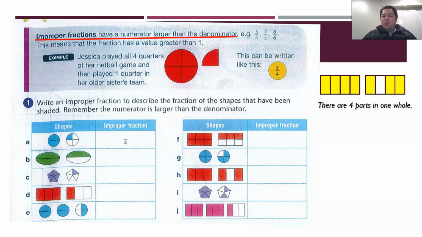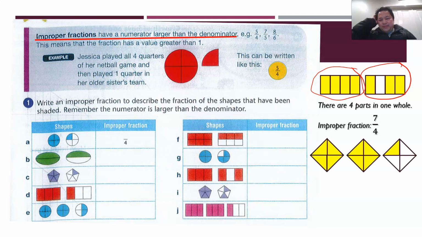So there are 4 parts in one whole, agree? You see there are 4 parts here, there are 4 parts here. So there are 4 parts in one whole. So that's why the improper fraction is actually 7 out of 4. 7 parts yellow, out of the 4, which is a whole. So 7/4 are painted in yellow.